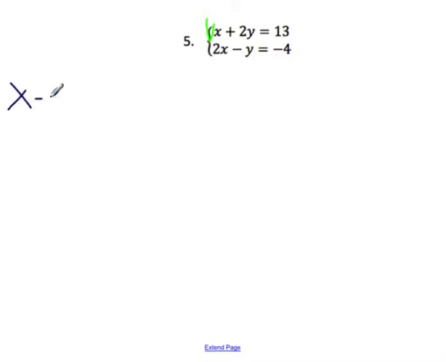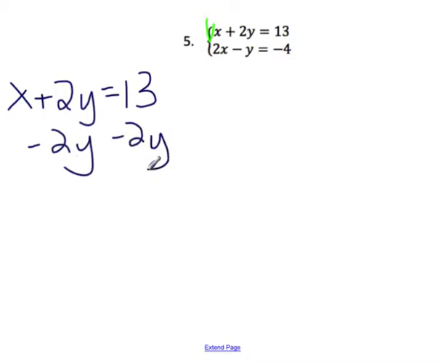So what I'm going to do is take this first equation and solve it for x. So I'm going to subtract 2y from both sides, and then I get that x is equal to a negative 2y plus 13. So that's going to replace this equation up here.